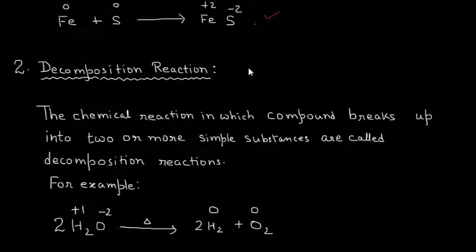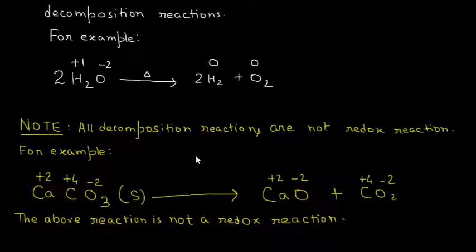So the oxidation state of hydrogen is +1 and the oxidation state of oxygen is -2 in the reactant, but in the product the oxidation state of hydrogen is 0 and the oxidation state of oxygen is 0. Note, all decomposition reactions are not redox reactions. For example, calcium carbonate on heating gives calcium oxide and carbon dioxide. It is not a redox reaction.